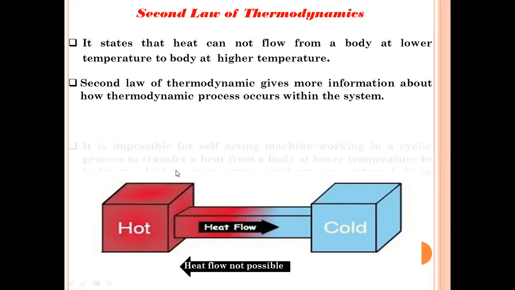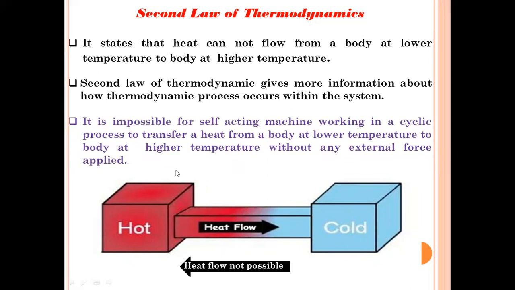So we can define the second law as: it is impossible for a self-acting machine working in a cyclic process to transfer heat from a body at low temperature to a body at high temperature without any external force applied. So this is the second law of thermodynamics.